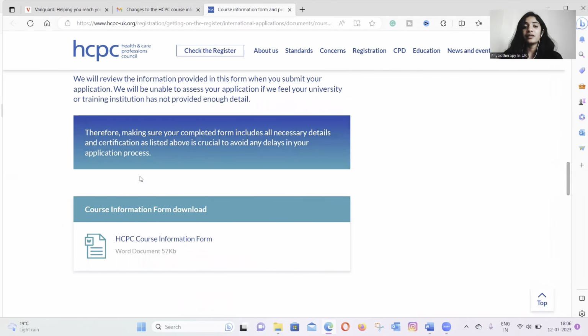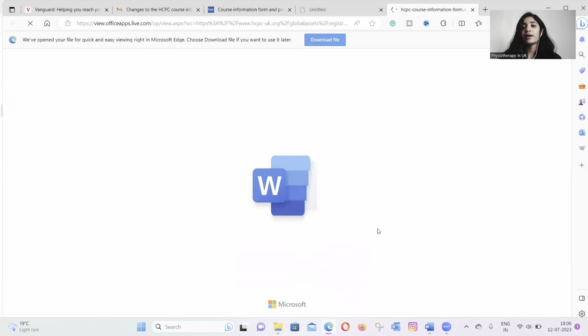Now, as you can see right here, this is exactly where you will find your new course information form for download. So once you've gotten this form, you can click for download and this file will pop up right here.